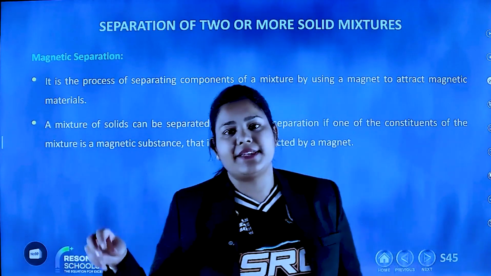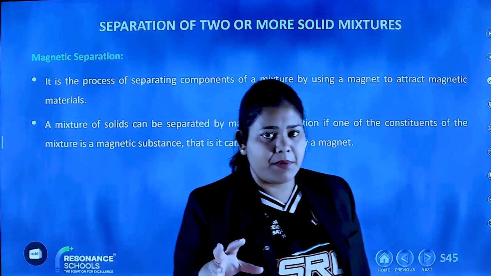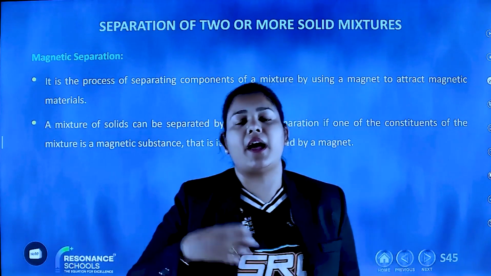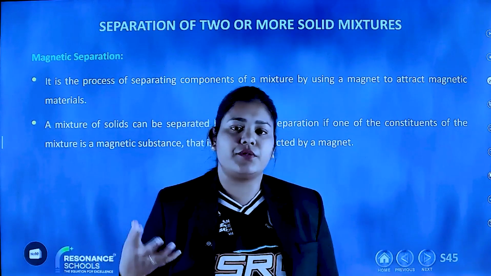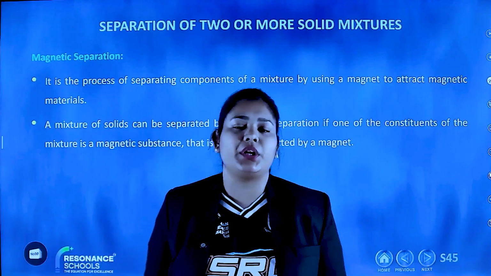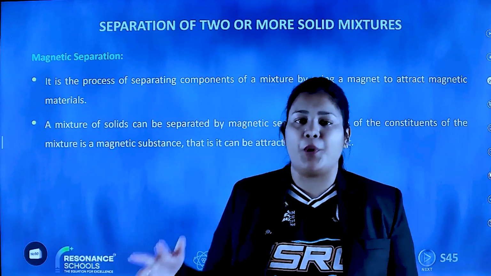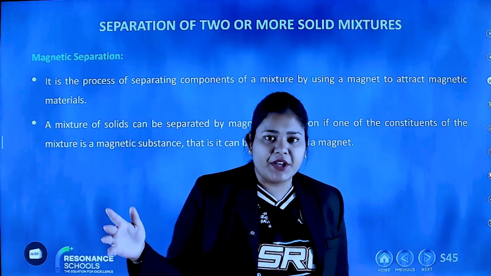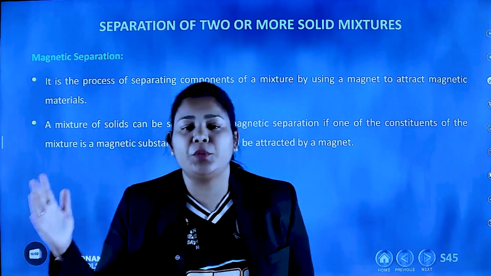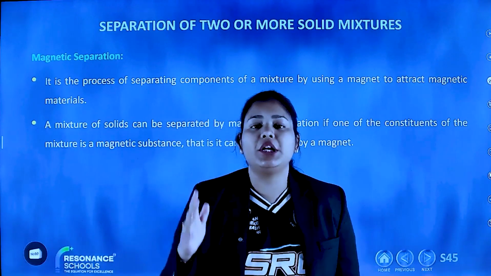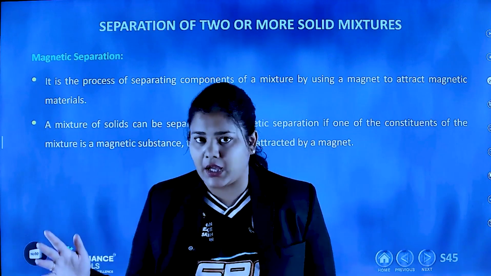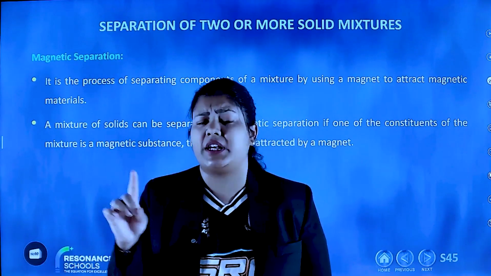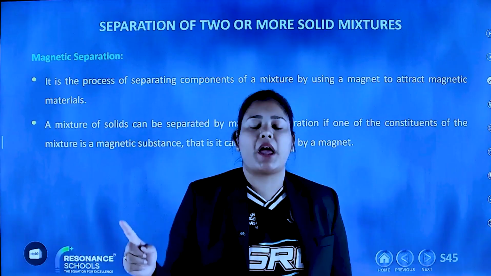What will I see? All the iron from the mixture has been attracted towards the magnet, and when I take out the magnet, the entire iron will come out, right? Although you have to repeat this process 2 to 3 times, it is the easiest process. So it is known as magnetic separation. For magnetic separation, some properties need to be there. In magnetic separation, you need to remember that whatever mixture you are taking, at least one substance should have the magnetic property.